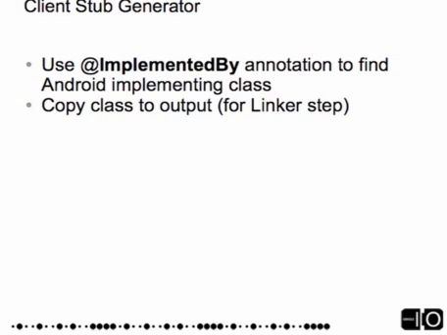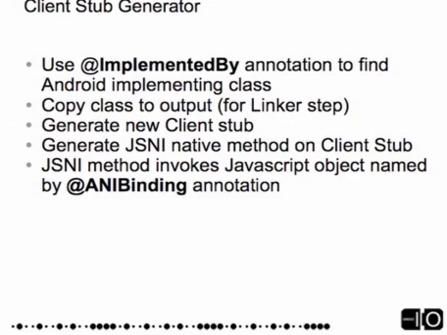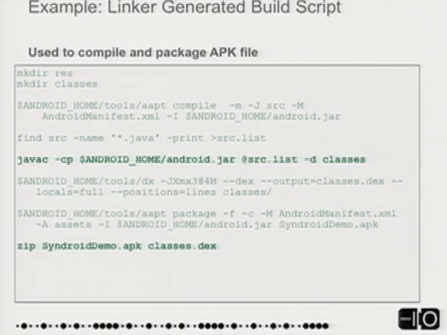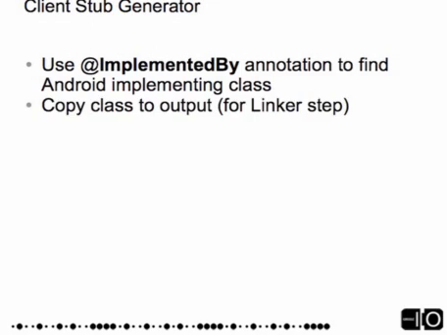So how does the client stub generator work? It's kind of simple if you've seen generators before. It basically has to do two tricks that you may have not seen before. First, it has to use the ImplementedBy annotation to find the Android implementing class. And it has to copy this class to the output for the linker.